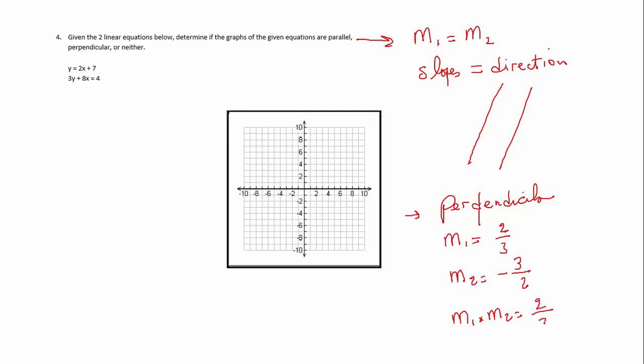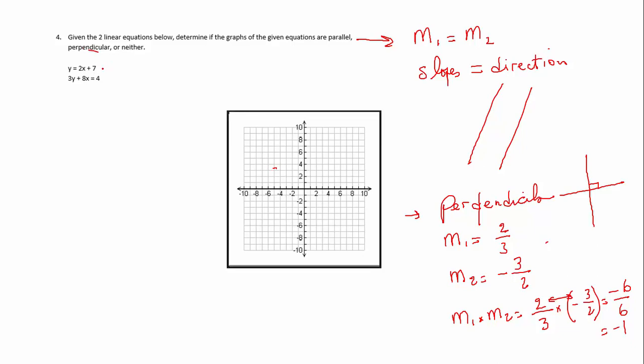So if you multiply 2/3 times -3/2, you will end up with, multiply straight across, -6/6, which is -1. So if the product of the 2 slopes equals -1, the 2 lines are perpendicular. By perpendicular means they have a 90-degree angle between them. Or neither, they could be not parallel or perpendicular.